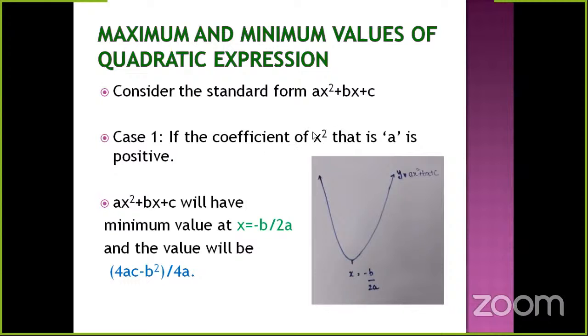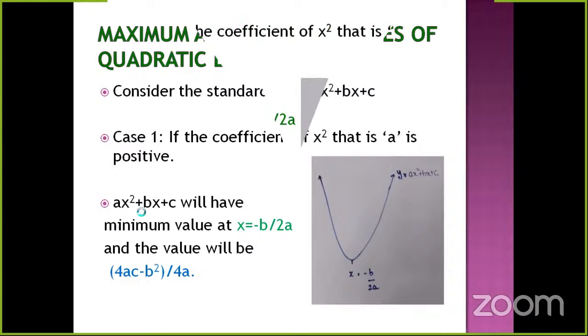So in the case that the coefficient of x square is positive, the quadratic expression will have a minimum value at x equal to minus b by 2a, and the value will be (4ac minus b square) by 4a. We got this value by substituting the x value in the quadratic expression.